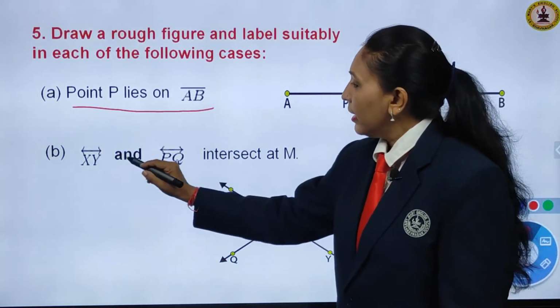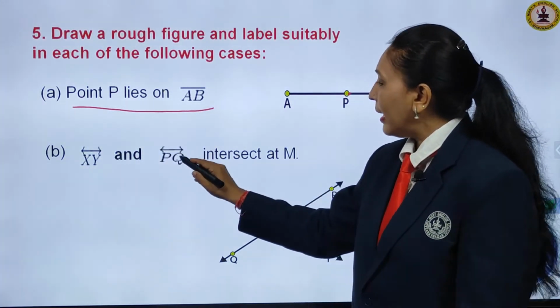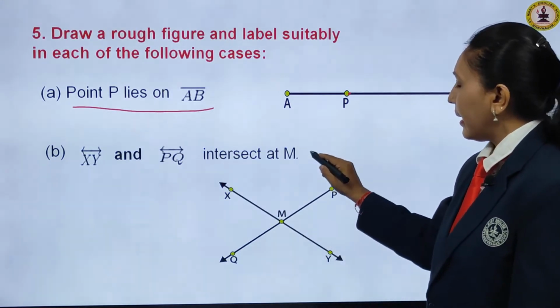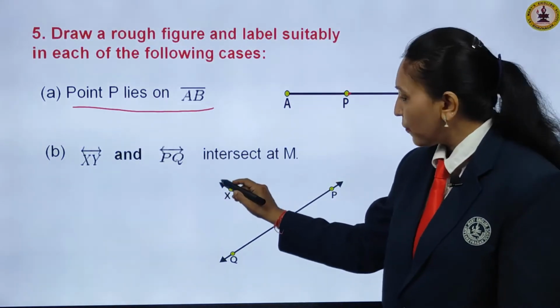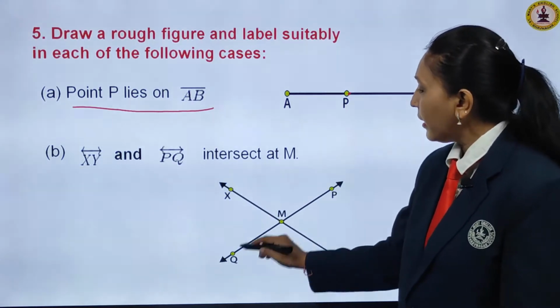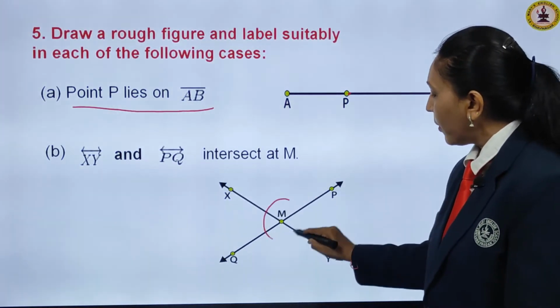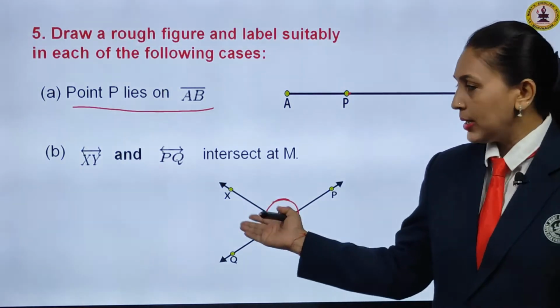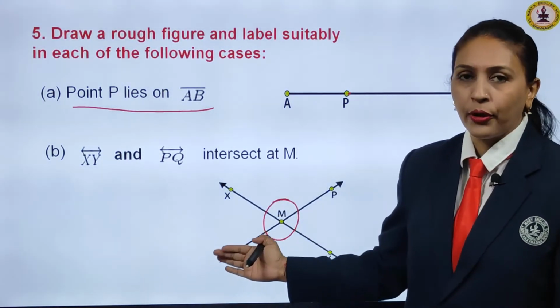Second, children, line XY and line PQ intersect at M. So here this is line, children. So we have arrows both the side. So XY is a line and PQ is a line, and both of them intersect at a common point, that is M. So represent your figure like that and label it accordingly.